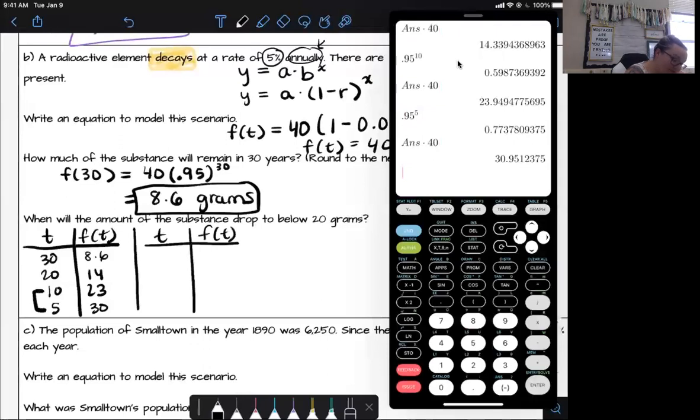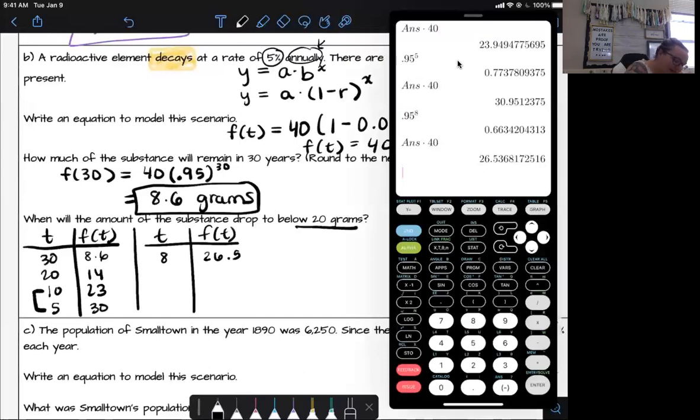Maybe some of you have already found it. Let's try 8. What happens when I do 8? So 0.95 to the 8th times 40 is 26.5. Oh, you know what? I just realized I'm on the wrong track. Oh my gosh, that's so silly of me. My bad. I'm trying to drop below 20.